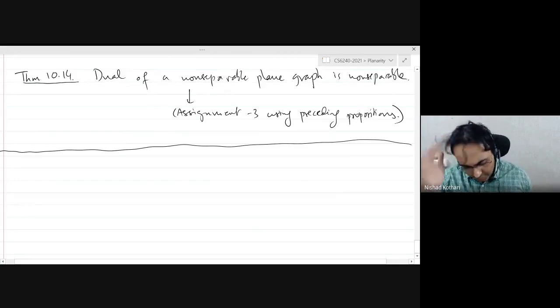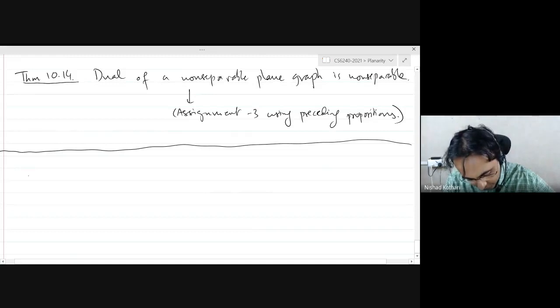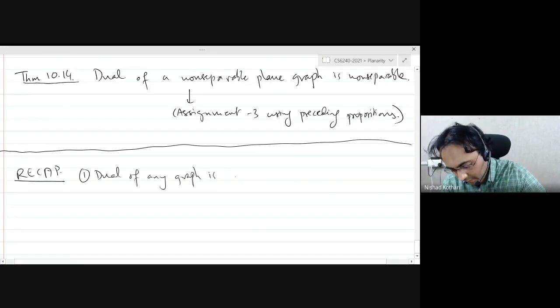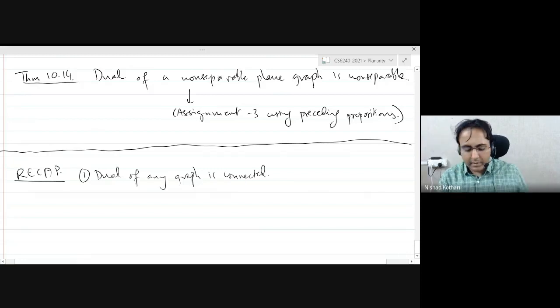All right, so let's put down some things that we have already observed. So we know that the dual of any graph is connected. This basically relies on the fact that in the plane, you can go from any point to any other point by an arc. And this arc will give you a walk between the two vertices or the two faces in the dual. So that's something you can prove easily. We will see a special case of this today.